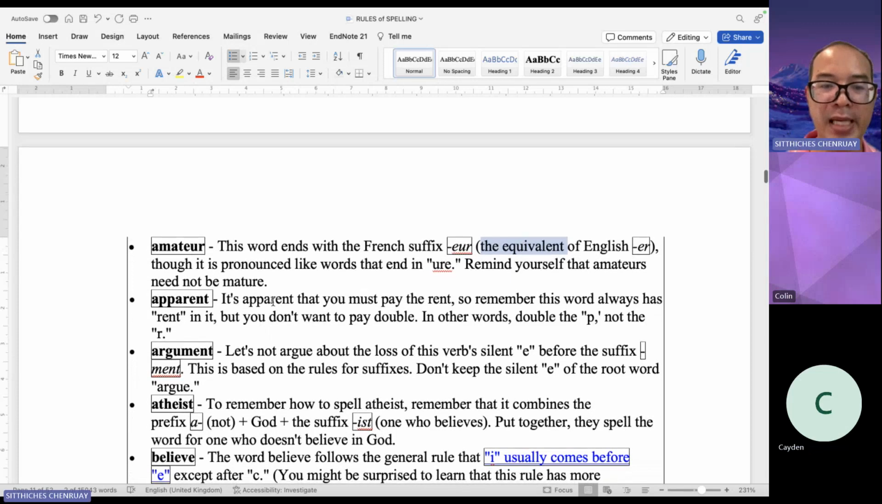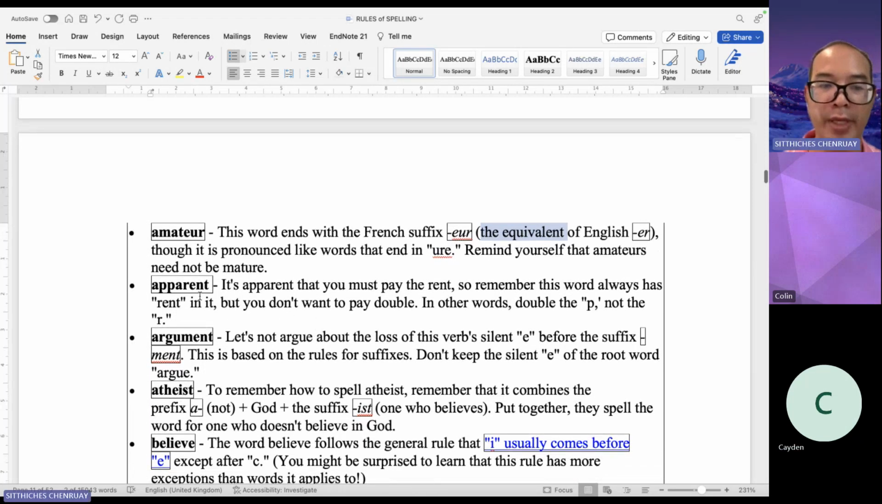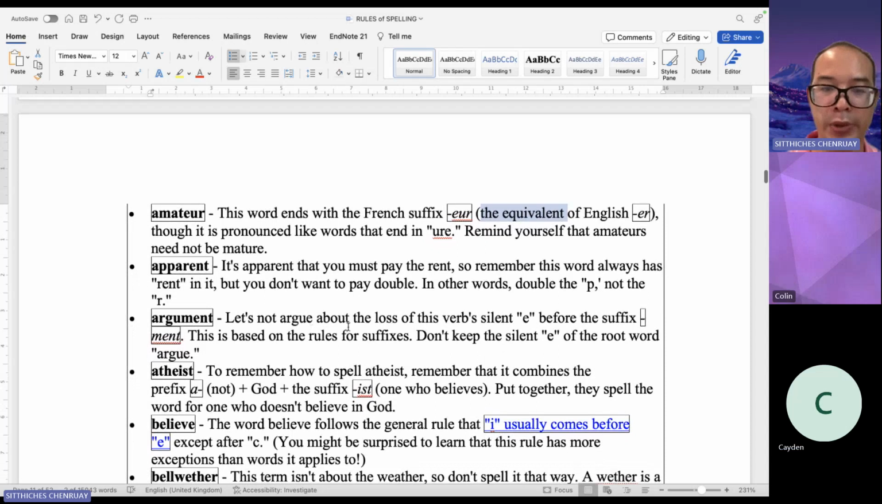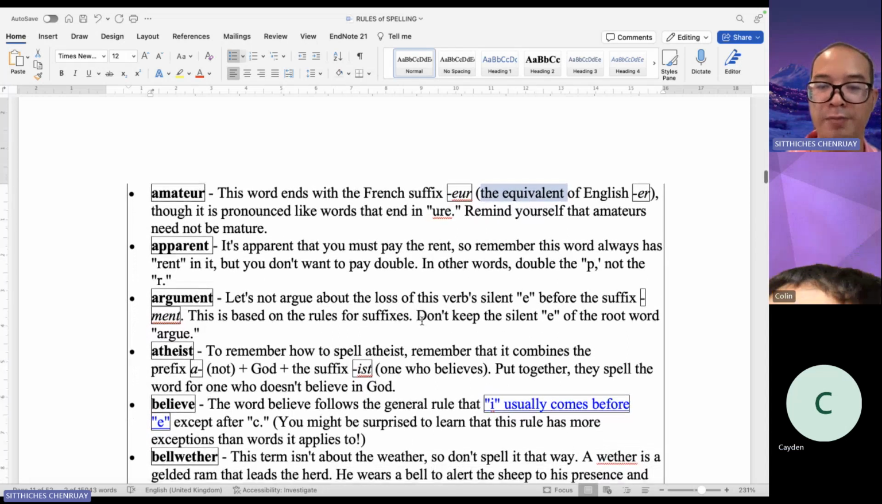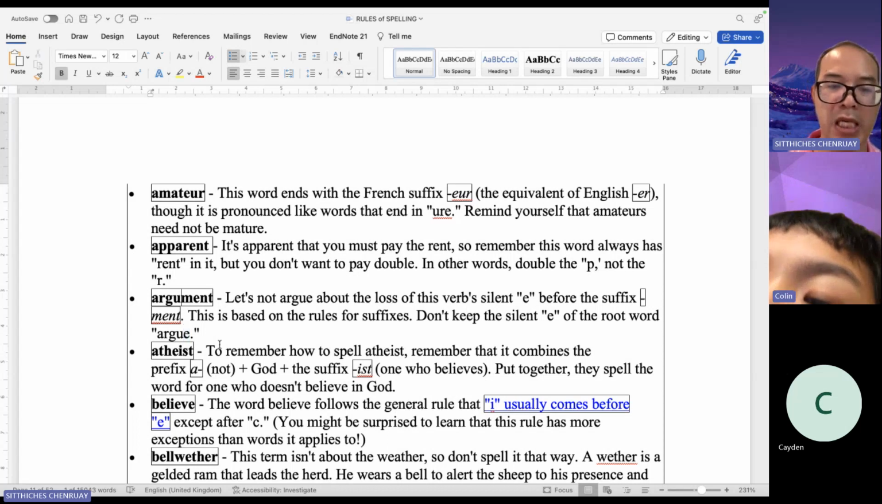It is apparent that you must pay the rent. Okay, apparent. So remember, this word always has rent in it, but you don't want to pay double. Then argument does not keep the silent E of the verb argue. Normally we use argue like this, so when we add -ment, we don't put the E.